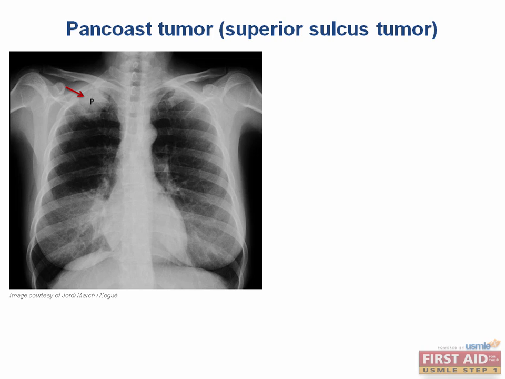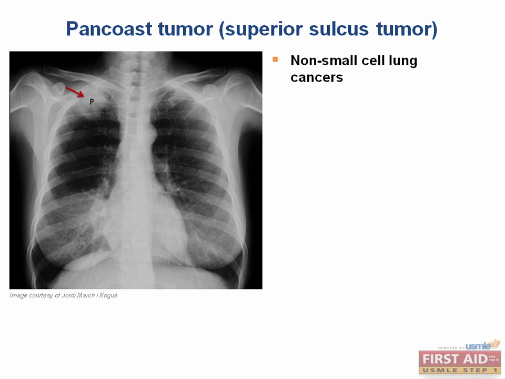Pancoast tumor is a classic type of lung cancer situated in the apex of the lung. Here's an example of a Pancoast tumor that can be seen in the right upper lobe of this chest x-ray. These are typically non-small cell lung cancers. Can you remember where small cell cancers typically arise in the lung? Correct. Small cell cancers tend to be centrally located. Remember, the S for small is also S for central, sort of.